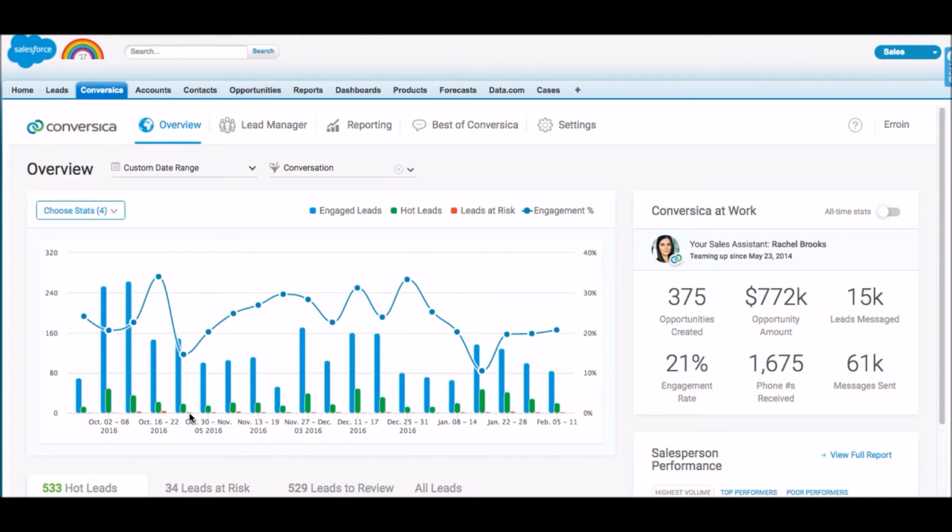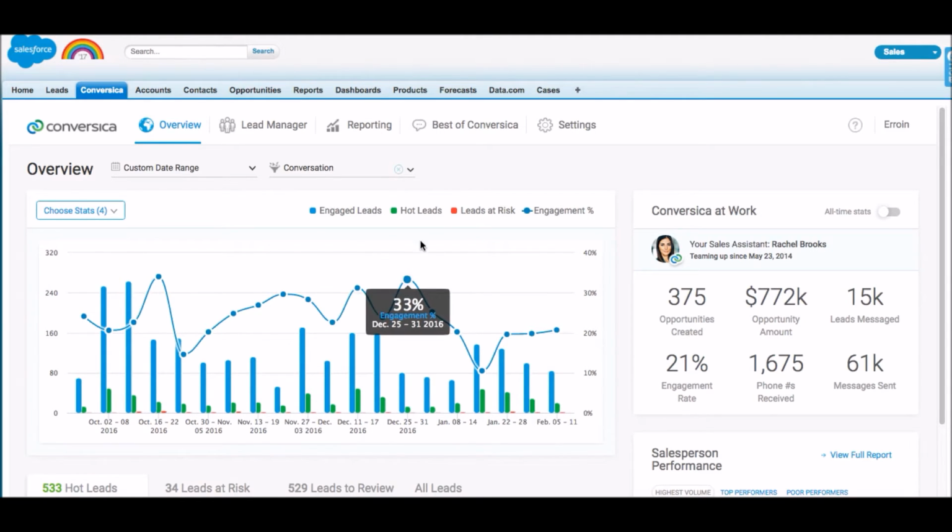In Conversica, as you can see here in blue, we have engaged leads. Engagement for us is someone responding back to the AI in a positive or negative fashion, so showing interest or not being interested. A hot lead is a lead that has provided some data that the AI has identified as someone you have to jump on right away. And a lead at risk is an individual who has gone through the process, but unfortunately, for some reason, a sales rep has not followed up. As we can see here, those little reds should be very low and should not be very high.